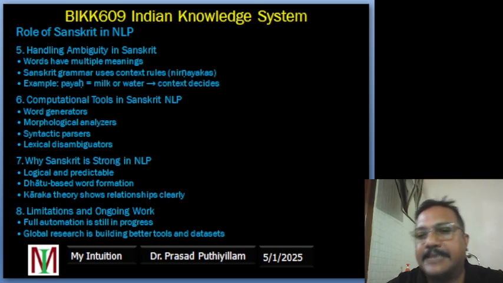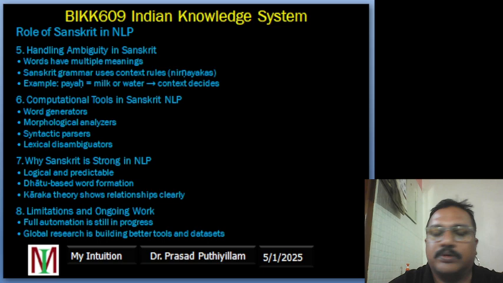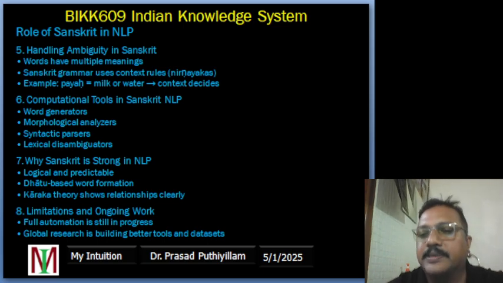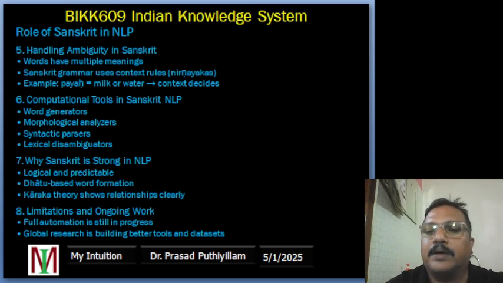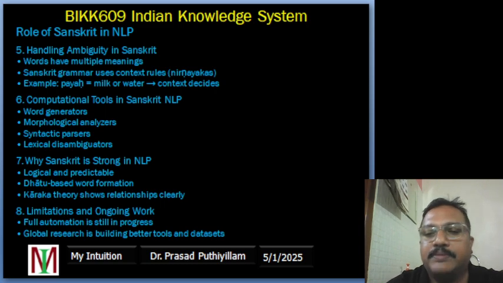Even though Sanskrit has many strengths, there are still challenges in using it for computers. There are not enough large data sets to help computers learn. There are very few tools for Sanskrit compared to English or even Chinese, and we need to connect Sanskrit more with modern artificial intelligence systems. But international teams are working on it, and progress is being made.